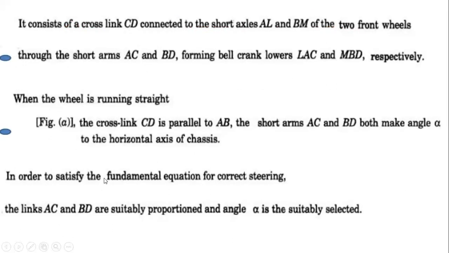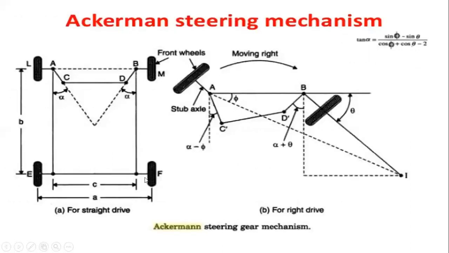And in order to satisfy the fundamental equation for correct steering, the links AC and BD are suitably proportioned and angle alpha is suitably selected. So for constructing the equal angles, we are taking it as two alphas. That is, both angles are taken as the same, alpha and alpha, from the horizontal position of the vehicle.